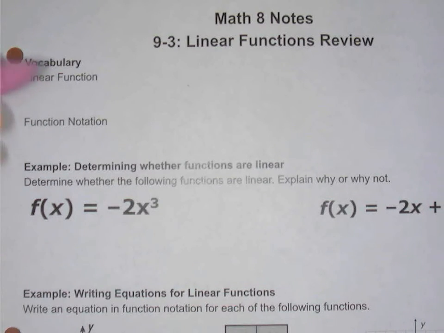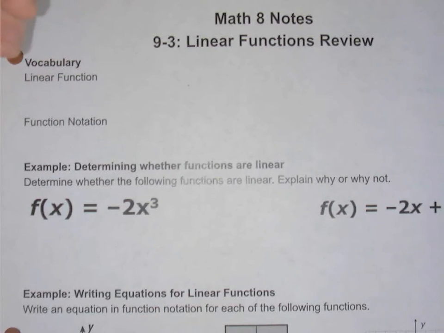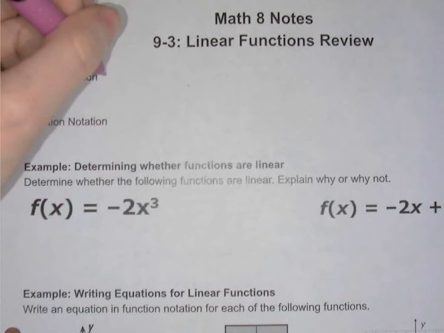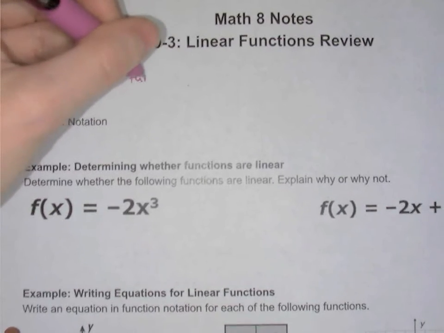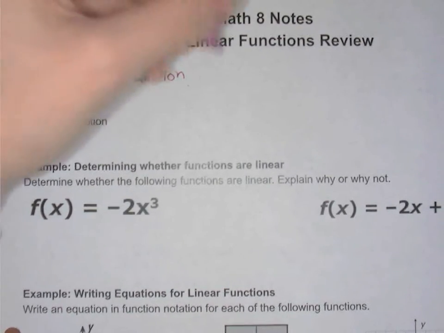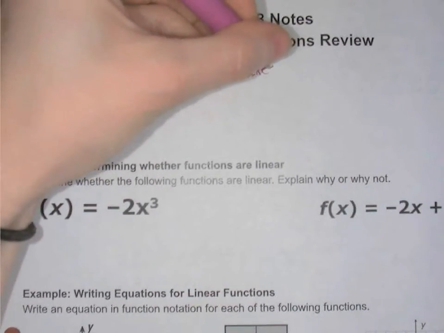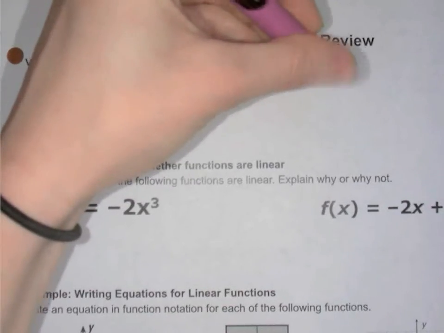So I'm going to give you a couple of definitions. You already know these definitions, but I want you to write them down anyway. The first one is a linear function. So a linear function is a function that makes a line on a graph.